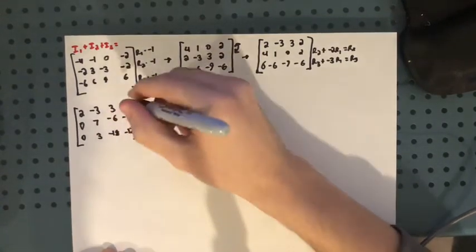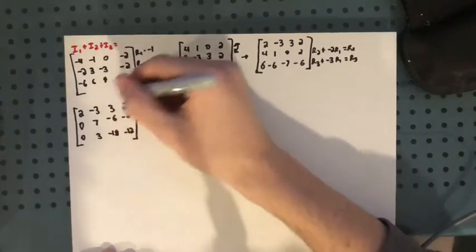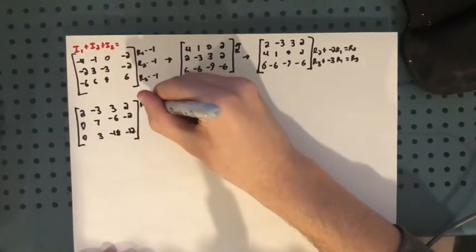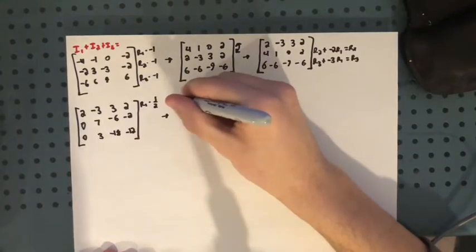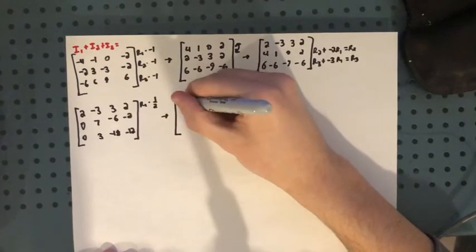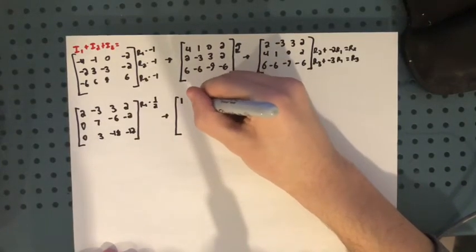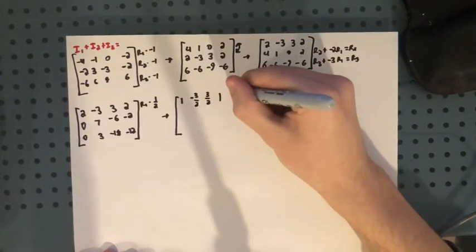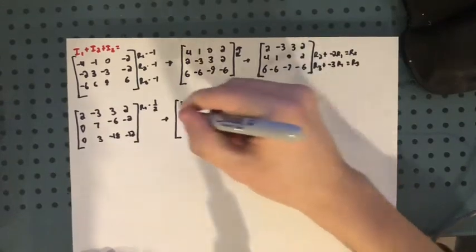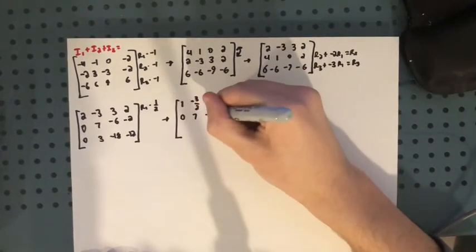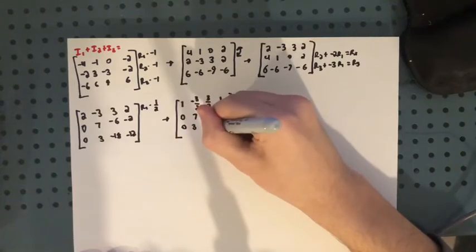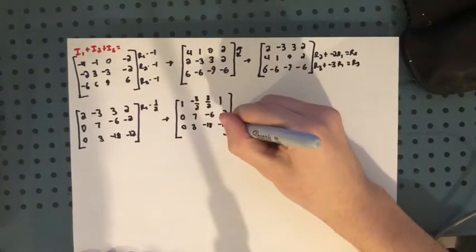Now the next thing we're going to do is divide this row by 2 because we want a 1 out here. So row 1 times 1/2 will give us 1, negative 3/2, 3/2, and then 1. And we didn't change any of the other rows, so we can just write those over here. Negative 18 and then negative 12.